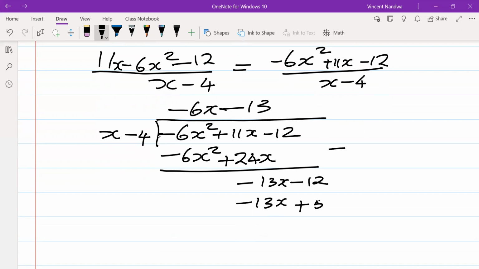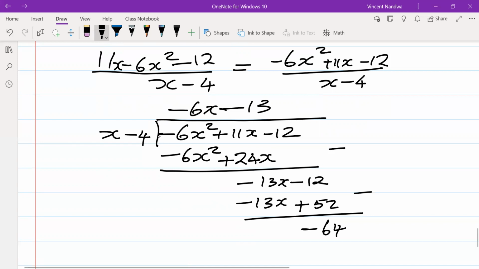52. And then you subtract in the usual manner. Minus 13x, minus 13x, 0. So we don't have a term in x. Minus 12 minus 52 gives minus 64.